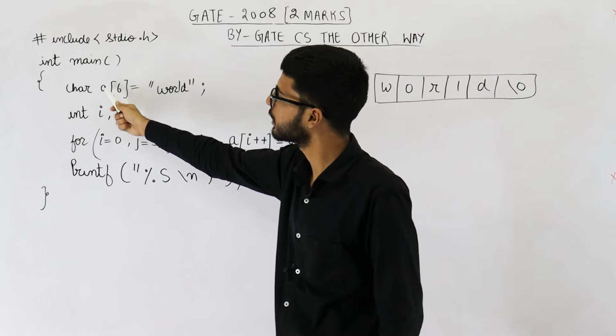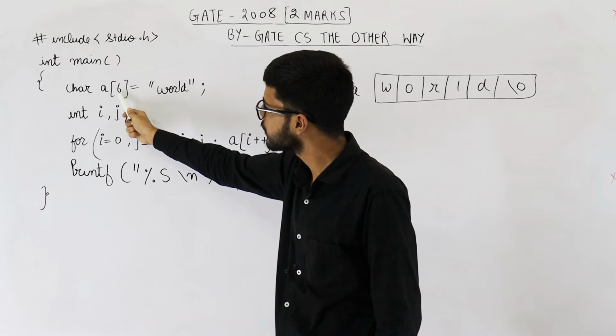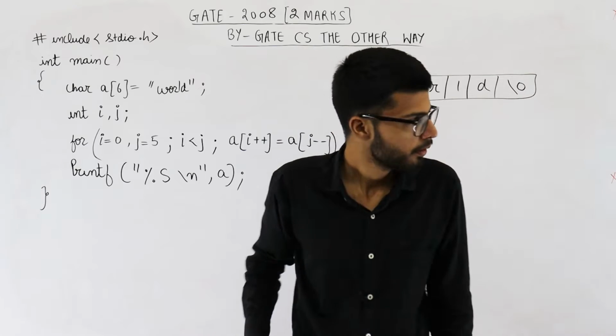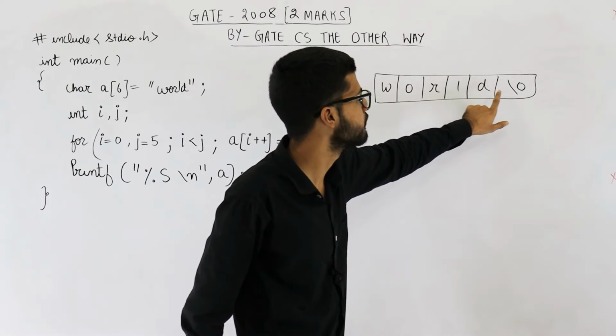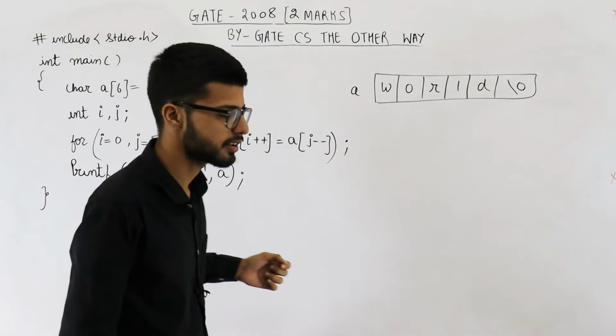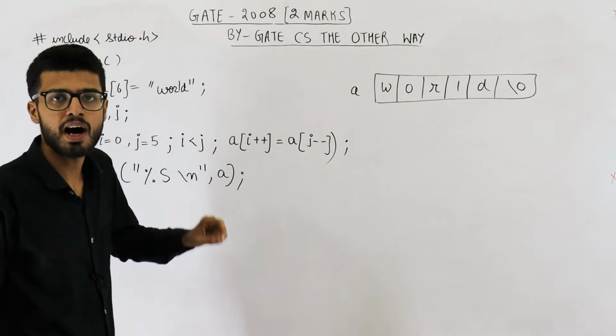So you are trying to declare a local variable a which is an array of 6 characters. Okay. Suppose this is the array a. 1, 2, 3, 4, 5, 6. We have 6 elements in this array. And it is initialized with this value "world".